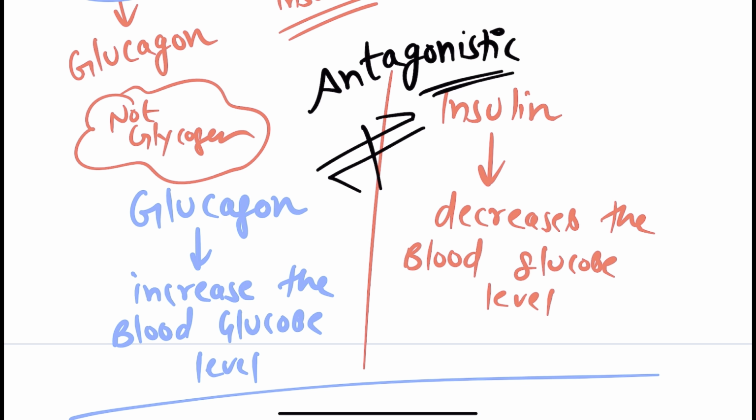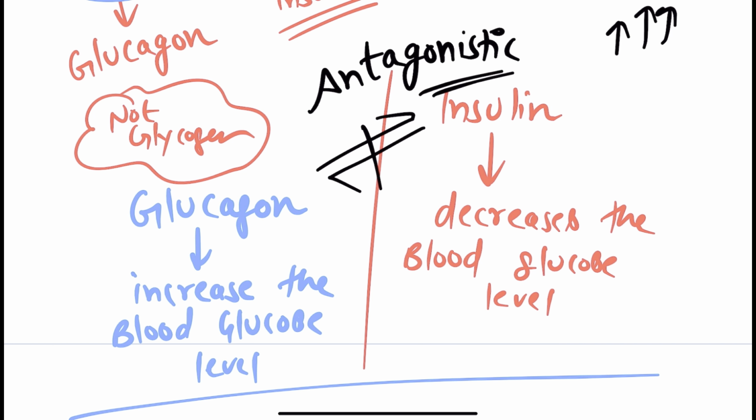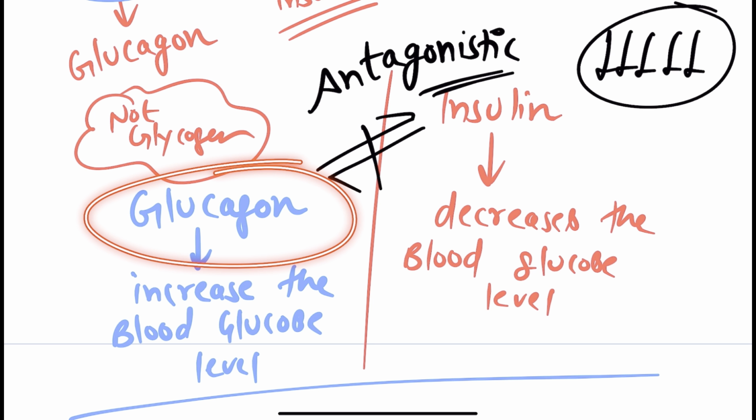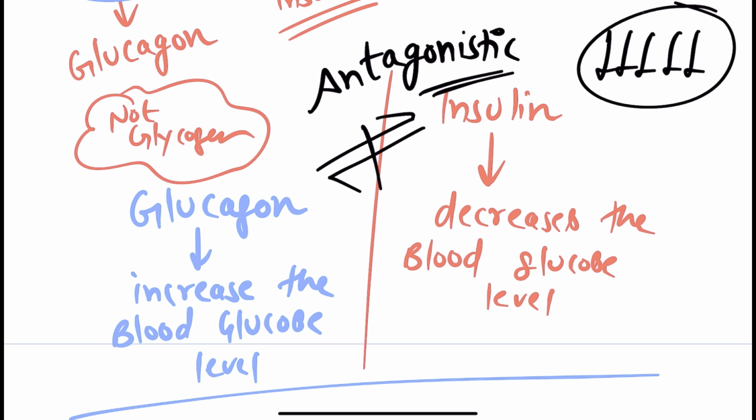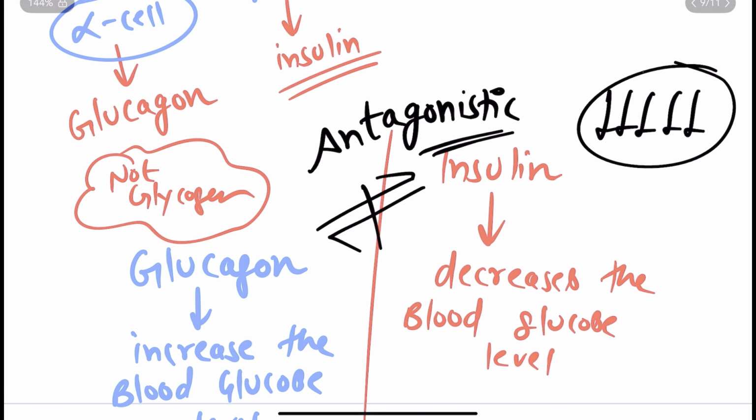Suppose the level of glucose is rising, then which hormone is going to come? Insulin. It will decrease the blood glucose level. And suppose the level is now decreasing inside the blood, so which hormone is now going to come? That is glucagon, and it will increase the blood glucose level. So this is how the blood glucose level is maintained inside our body.